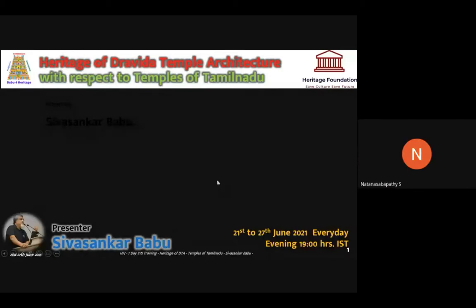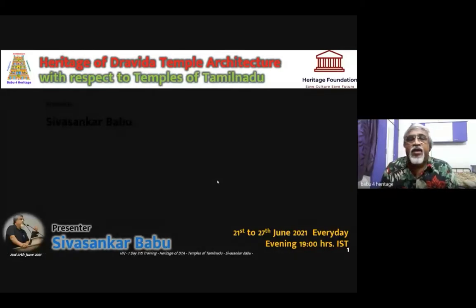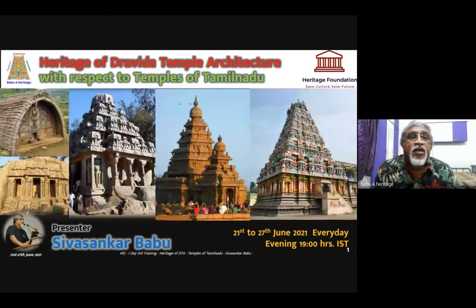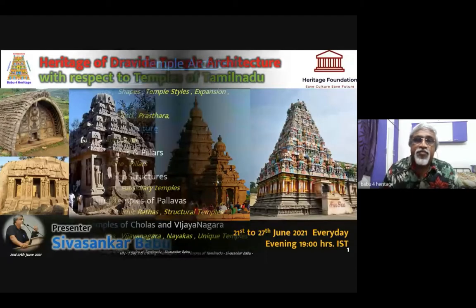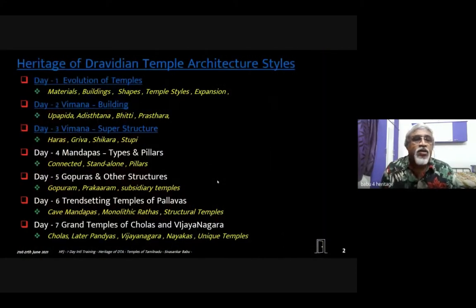Thank you. Today we are in day 3 of our journey into the world of Dravida temple architecture with respect to temples of Tamil Nadu. In the last 2 days, we have seen on day 1 the evolution of temples, how things evolve, and the various buildings. And yesterday, we talked about one of the most popular and essential buildings of the temple, the Vimana, which hosts the Garbhagriha or the sanctum.